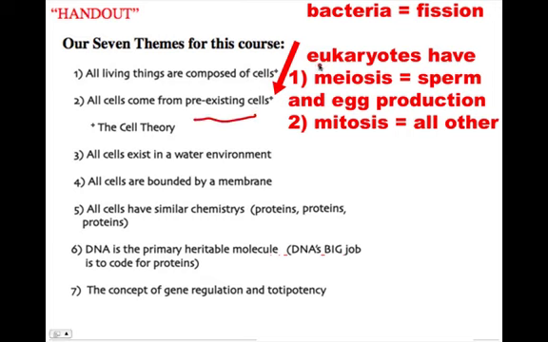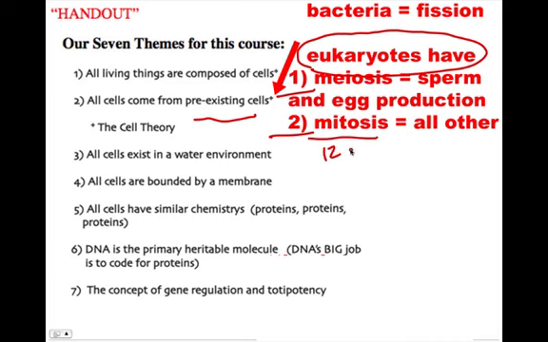And eukaryotes have two types of cell division. The one is called meiosis and the other is called mitosis. And in Chapter 12, we're looking at mitosis and the control of the mitosis cell division. And so that's our example that we're looking at.